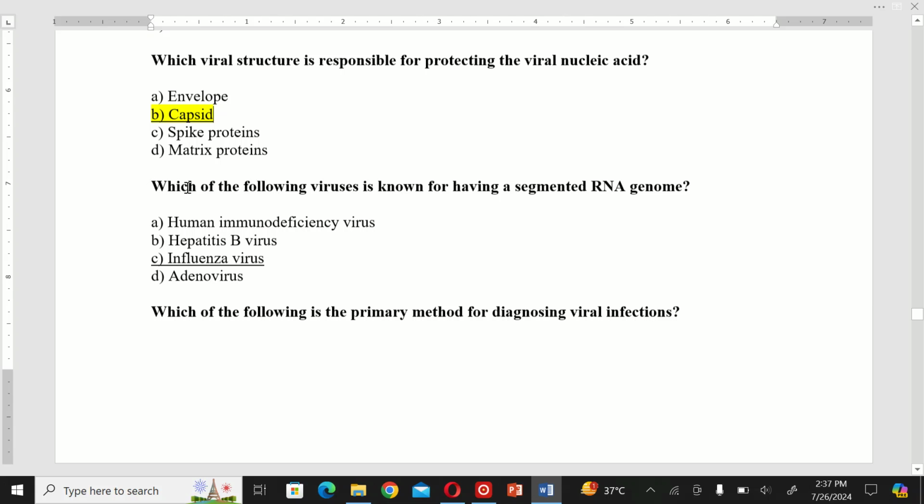The next MCQ is: which of the following viruses is known for having a segmented RNA genome? A. Human immunodeficiency virus, B. Hepatitis B virus, C. Influenza virus, D. Adenovirus. So the correct option is C.